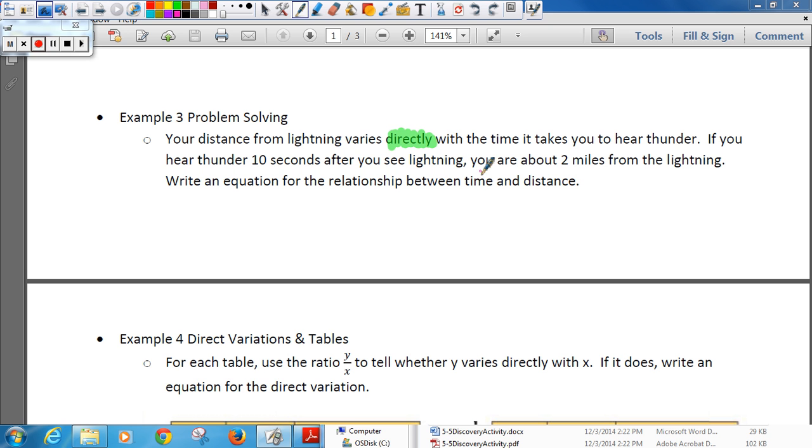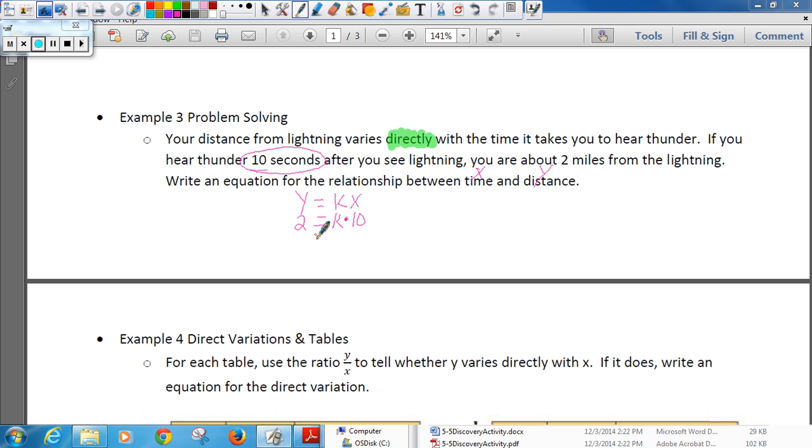So my time is my x, my distance is my y. So I have y equals kx. They give me the time is 10 seconds. The time is my x, so I'm going to replace that with x. The distance is my y, which is 2.